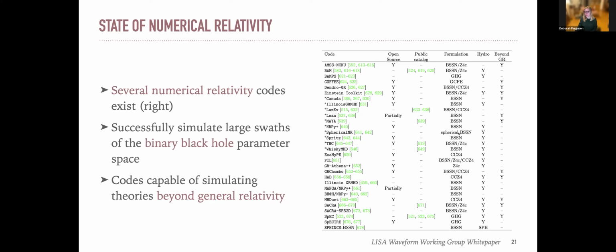We're able to, I'm not going to talk about hydrodynamic stuff because this talk is explicitly about black holes, but we have a number of codes that can do hydrodynamic simulations. We can simulate black holes in Beyond GR, which I'm also not going to talk about because I think you have a talk about that tomorrow. And Einstein Toolkit, of course, is open source. And some of these also have public catalogs. And through all this, we're able to simulate large swaths of the binary black hole parameter space for sure.